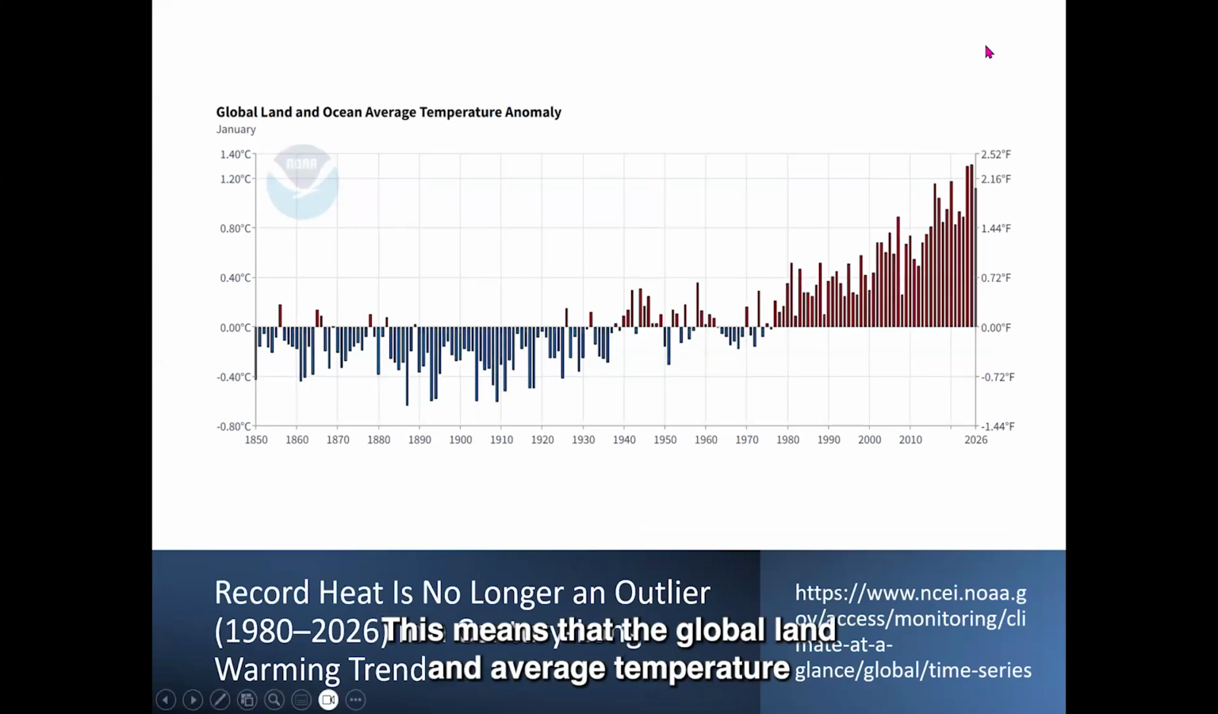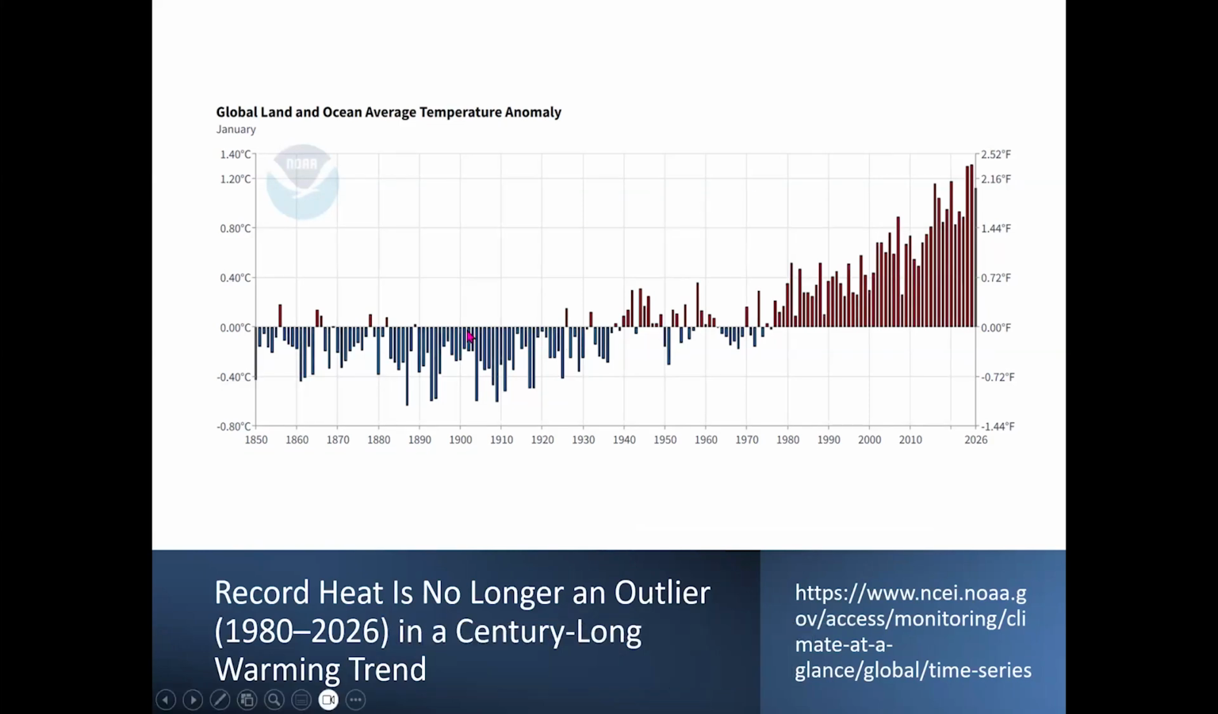Yeah. This means that the global land average temperature anomaly, which means the difference between the average and what it is now, has gone up. It's been going up for 100 years at least. If you go back to 1920 or so, you can see we're going up. And it's been going up very rapidly since around 1975. And what does that mean?